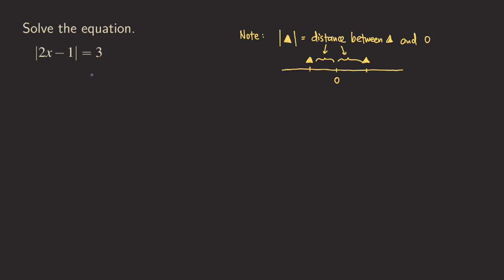Today let's talk about solving absolute value equations with one absolute value. Before we start solving the equation, we'll recall one idea first: if the absolute value of a number is equal to a positive number, then that tells us it is the distance between that number and 0.